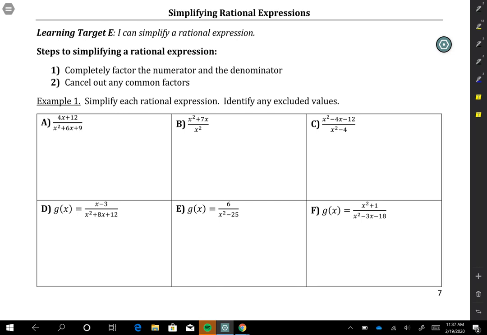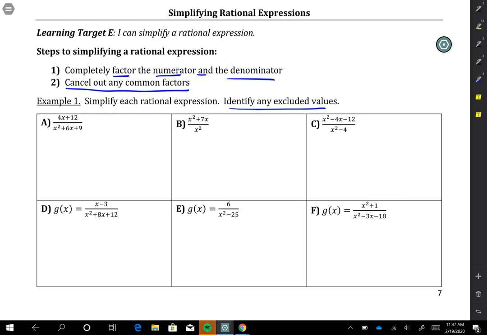So our steps to simplifying rational expressions are listed right here. First, we want to completely factor the numerator and the denominator, and we cancel out any common factors. And after we do that, we always identify any excluded values, and those excluded values actually line up exactly to where we would have a vertical asymptote or a hole, because remember, those are x values that cannot work in these functions.